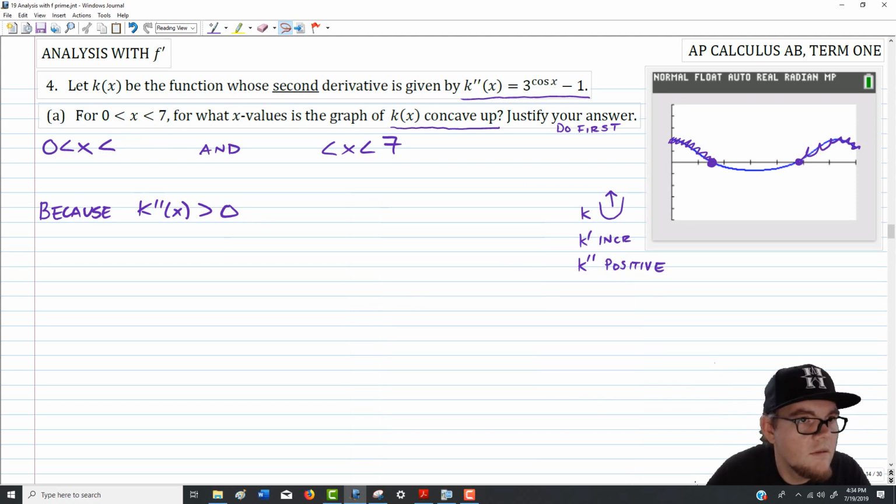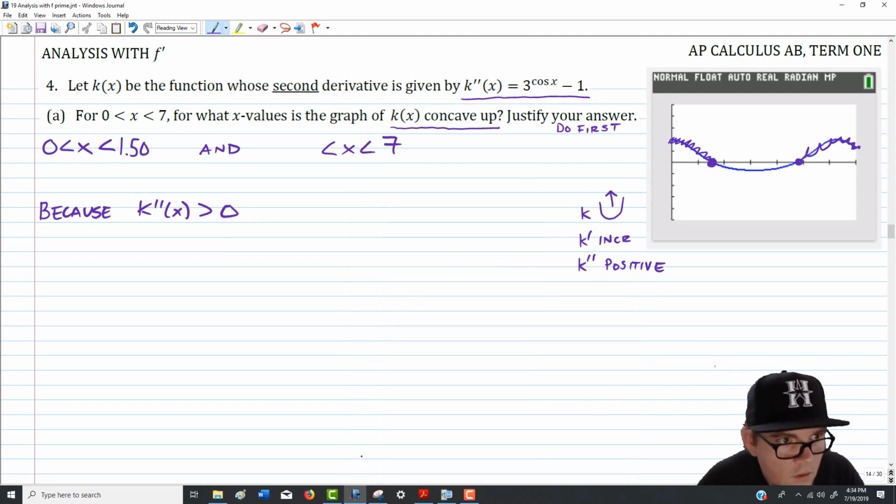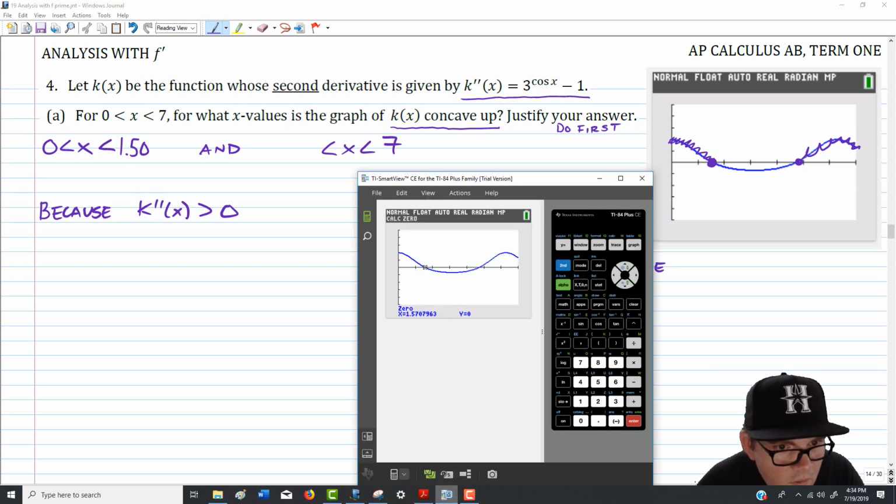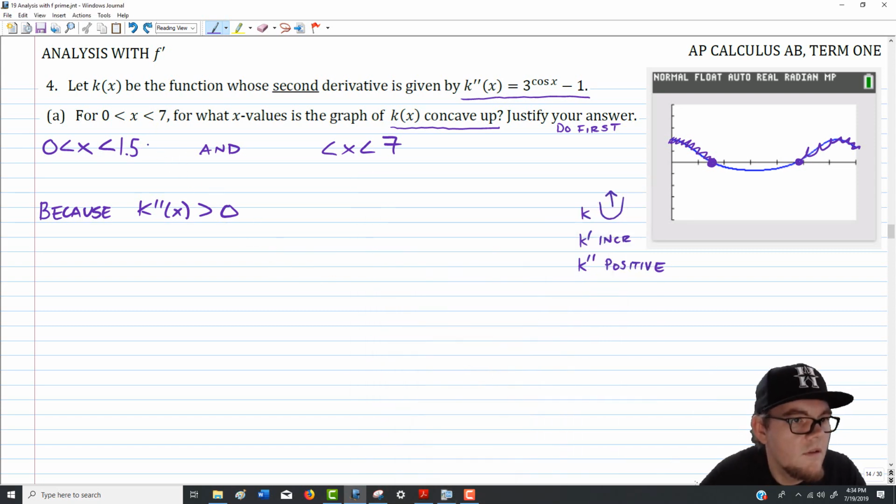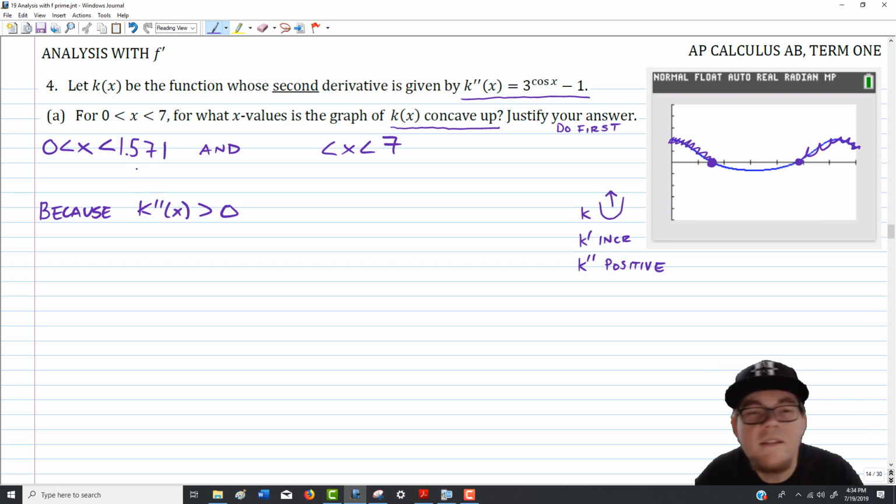So that's going to give me 1.57. Was it 1.57? It was, wasn't it? 1.5707. As a heads up, in case you're interested, by the way, that is pi over 2. But we don't have to know why. But we can go with the decimal value, of course.